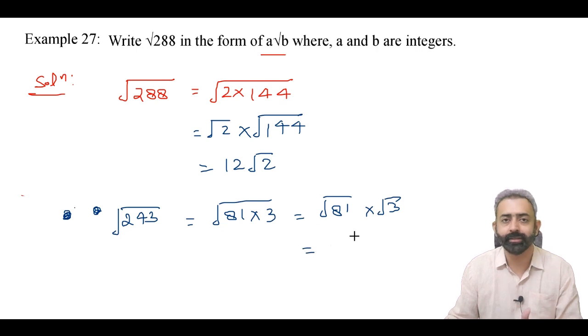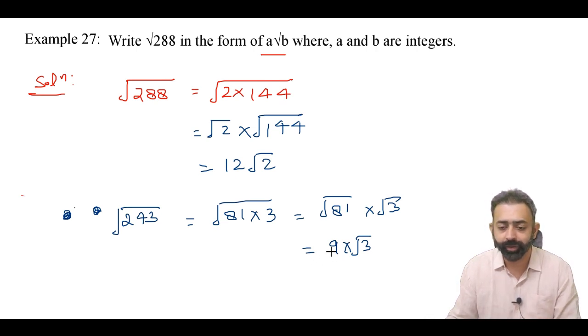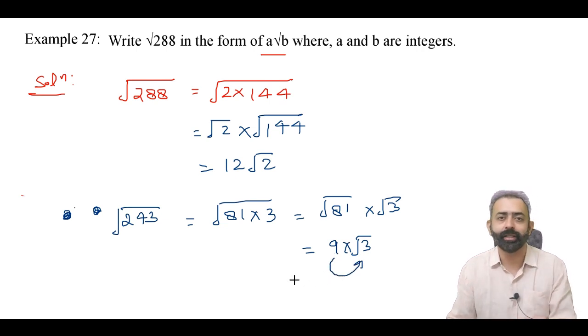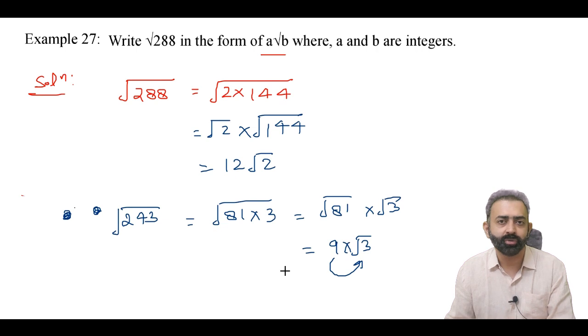So root of 81 is just 9, so it is 9 into root 3. Now if you go in the reverse direction, if you repeat the process in reverse, and you have to move this 9 inside the square root, you have to square this 9. Once you know this phenomenon, the reverse process becomes clear to you.